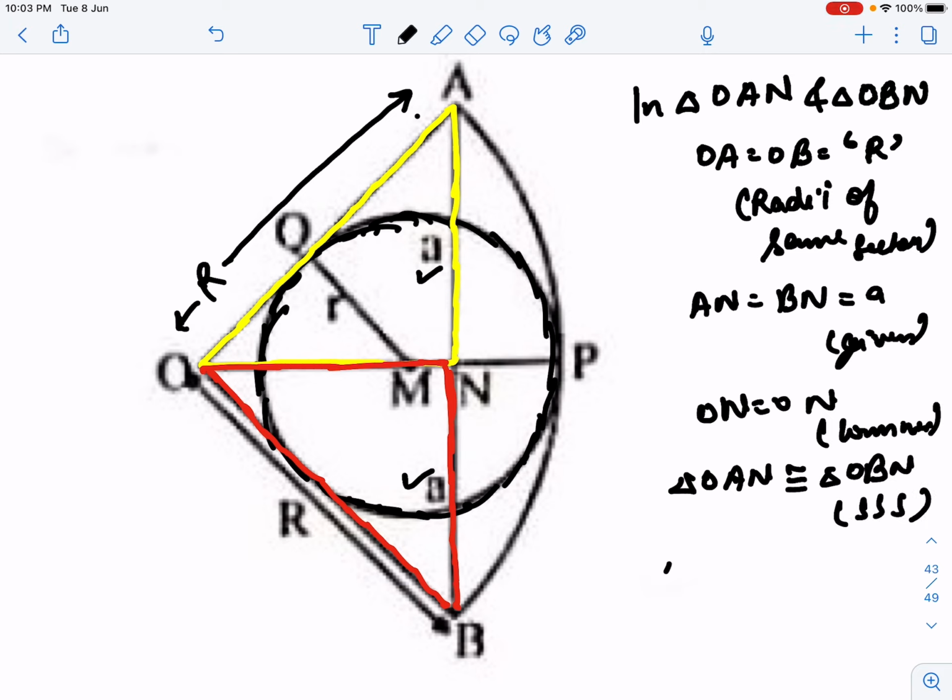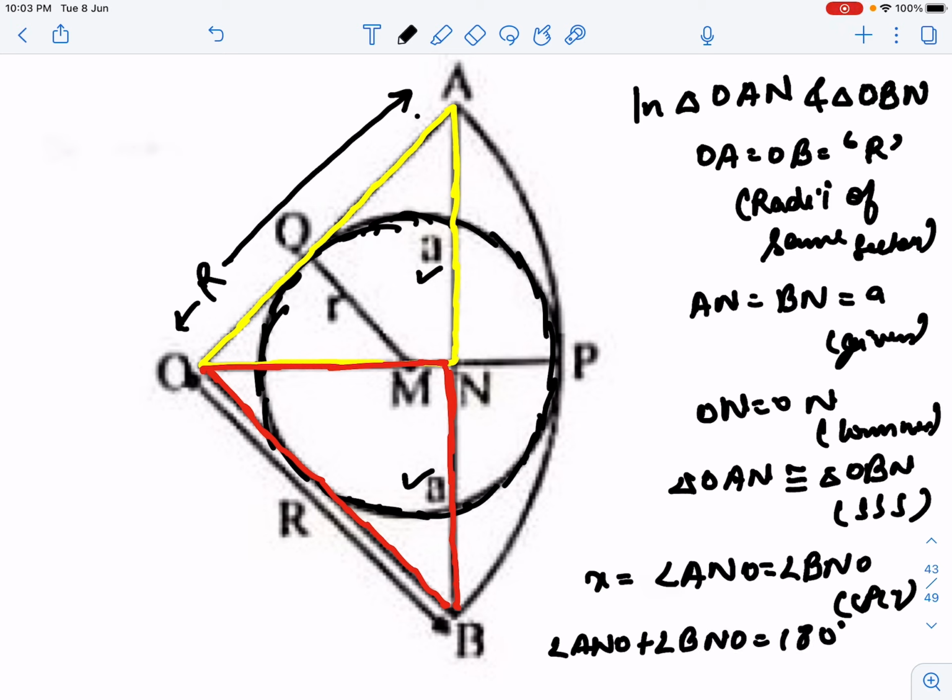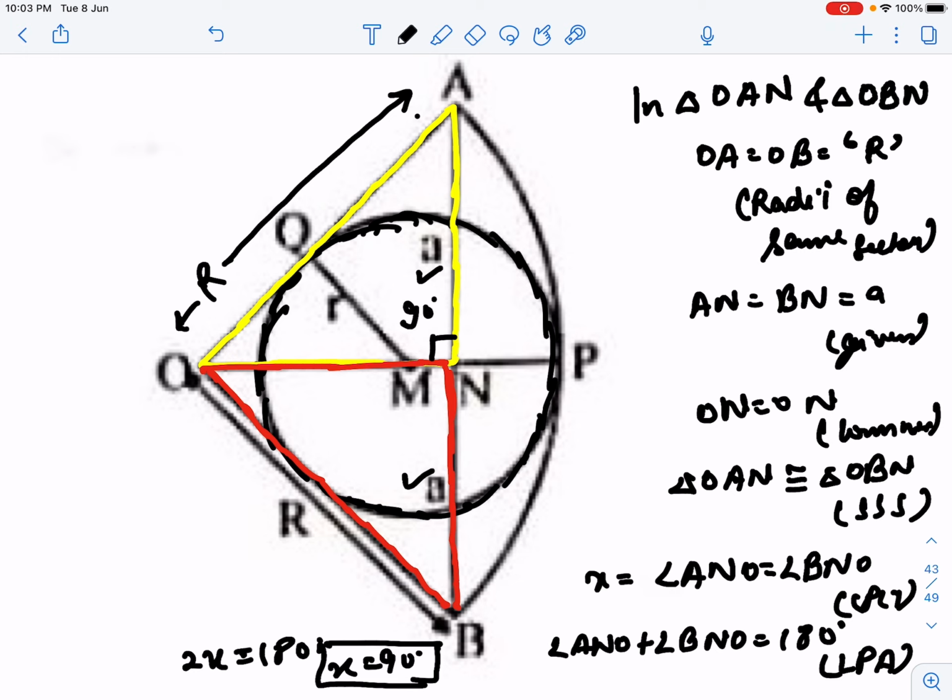Now by CPCT, we'll write angle ANO is equal to angle BNO, corresponding parts of congruent triangles. Let both of them be equal to x over here. But angle ANO plus angle BNO will be equal to 180 degrees by linear pair axiom. That means 2x is equal to 180 degrees, that means x is equal to 90 degrees. So this angle should be considered as 90 degrees, even this angle will be 90 degrees over here. Hope you guys have got my point.